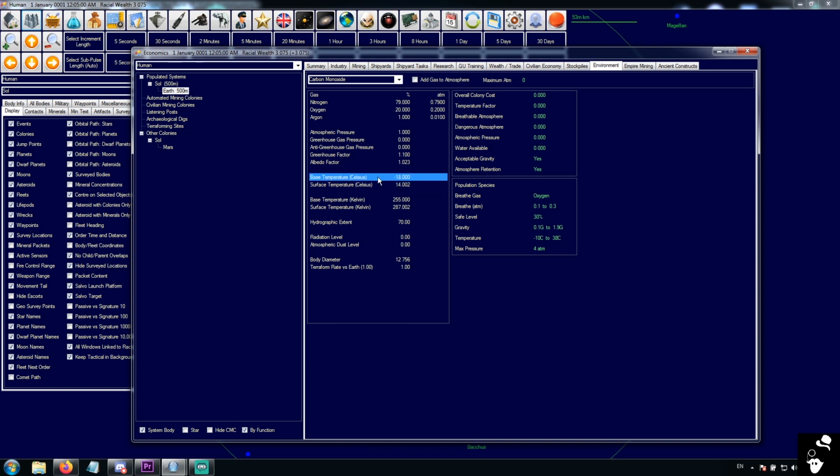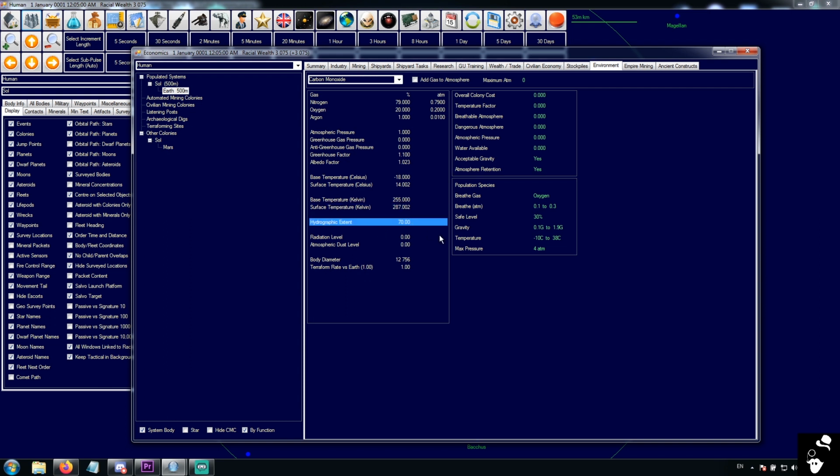So the base temperature is not really important. The surface temperature is the one you're going to be looking at. This is the one that you need to get within your race's tolerance. Base temperature and surface temperature down here is in Kelvin, so if you want absolute numbers.